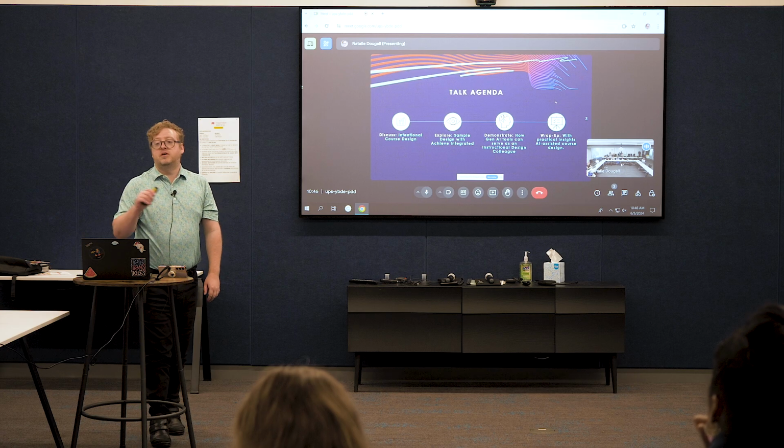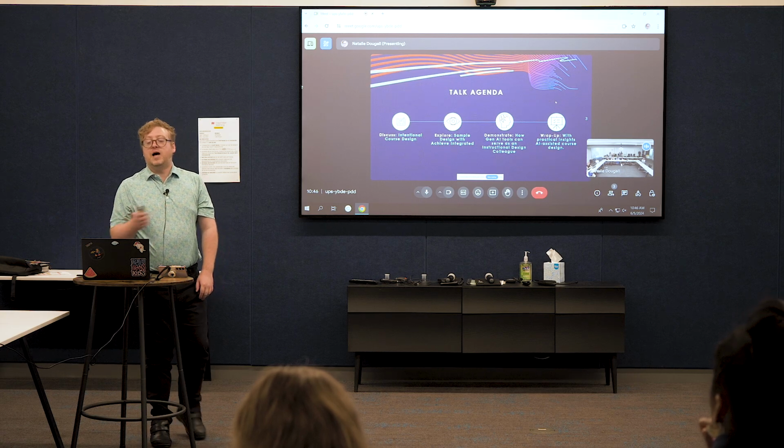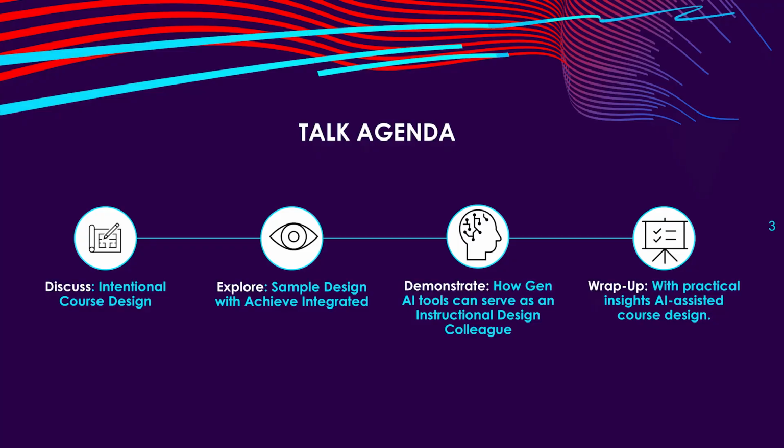So I know we've heard from people talking about the student lens. I'm going to talk about the faculty lens today, and I have four things I want us to think about. I'm going to talk very briefly about intentional course design. I'll talk a little bit about how I've designed some of my courses with an achievement in mind. And then I'll talk a little bit about how AI tools have helped me rethink some of these things and sharpen them up a little bit. And then we'll wrap up with a couple key insights.